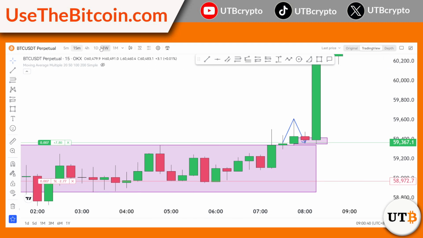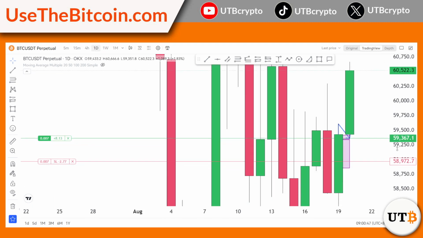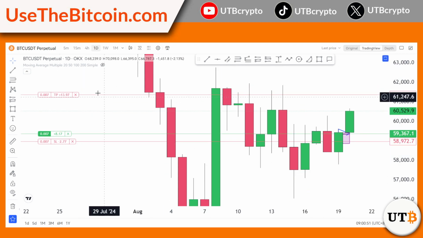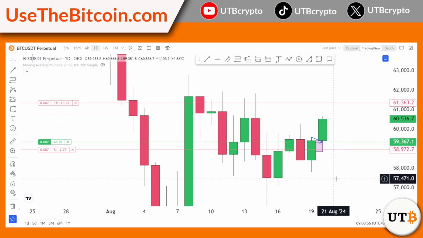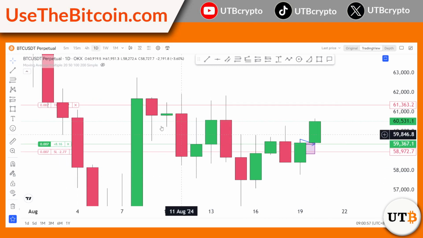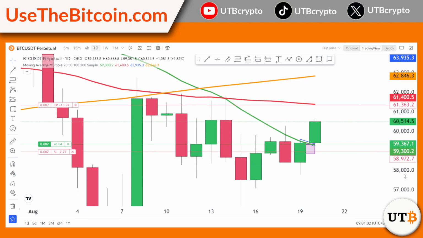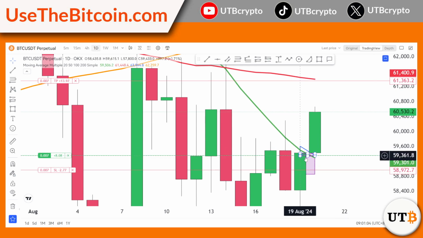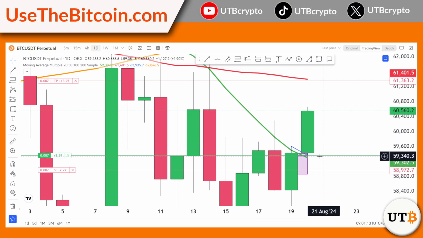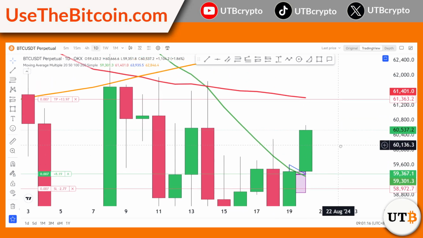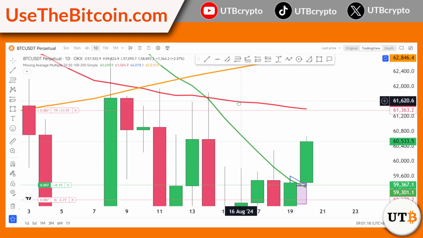Let's go to our 1-day time frame. Now, I placed my target profit levels at around these areas. Why? Because if we turn on our moving averages, there you go. As you can see, Bitcoin is now sitting at the green line right here. The green line is the 20 MA. And we also have our red line right here, which is the 50 MA.